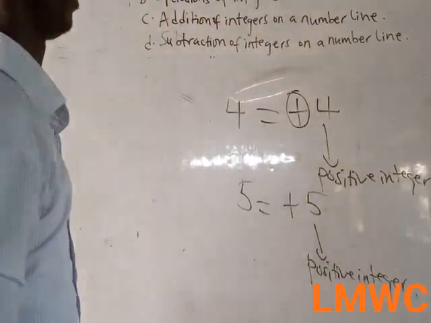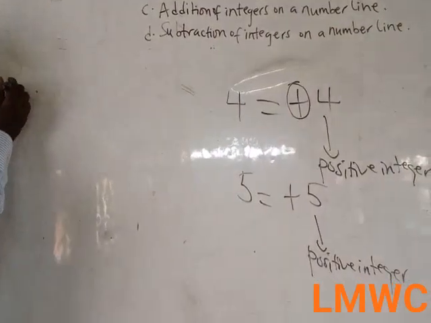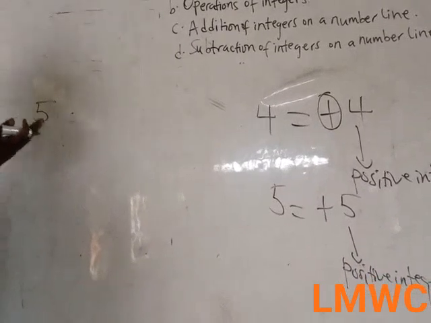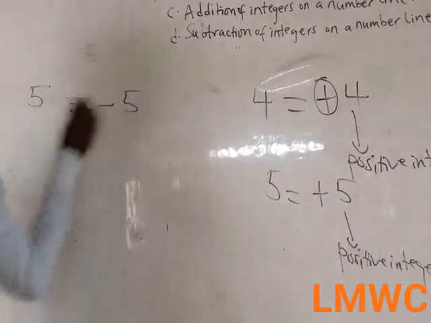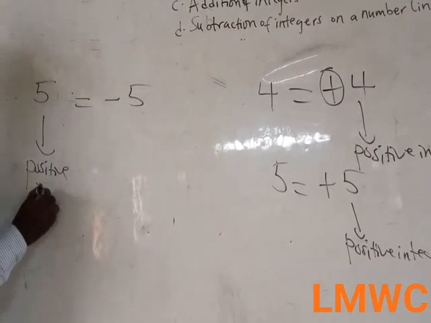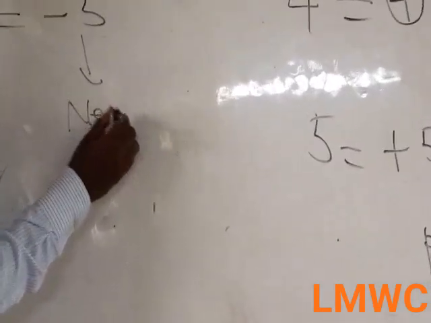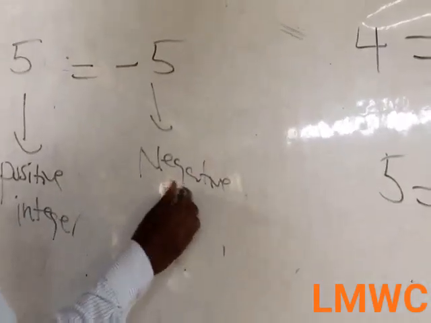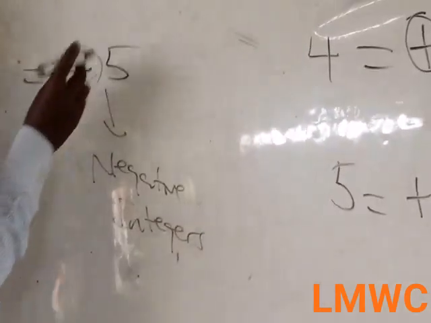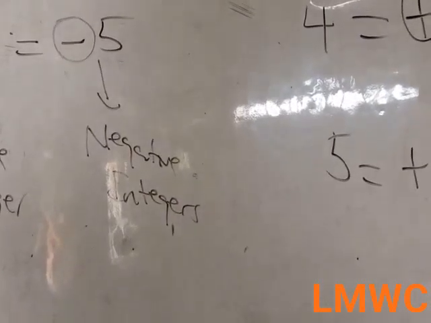Now negative integers. Negative integers too, we have, you see this is 5. The negative of this is -5. So this is a positive integer, and this is a negative integer. But for negative integers, we always bring this sign because this is a negative symbol.